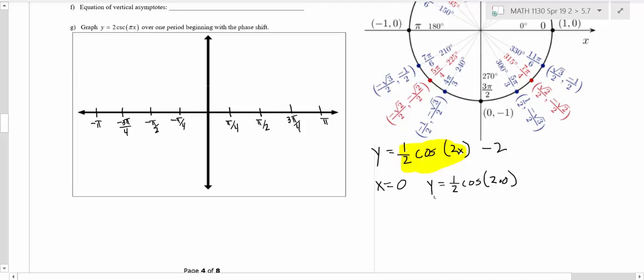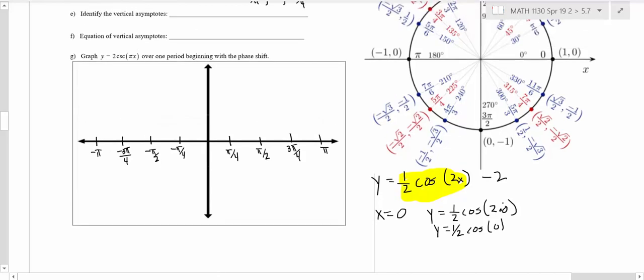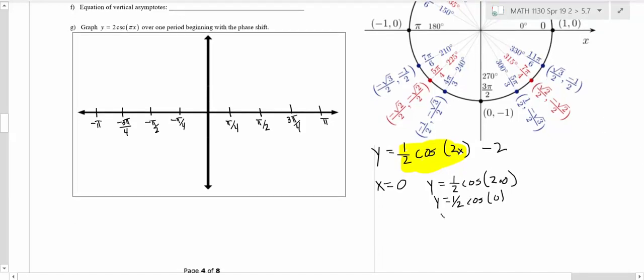So I get y equals 1/2 cosine of 0. So look at my unit circle. What's the cosine of 0? That's the x value, so what is it? That's 1. Okay, so the cosine of 0 is 1. So you just end up having 1/2 times 1, so you get 1/2. Okay, like that.